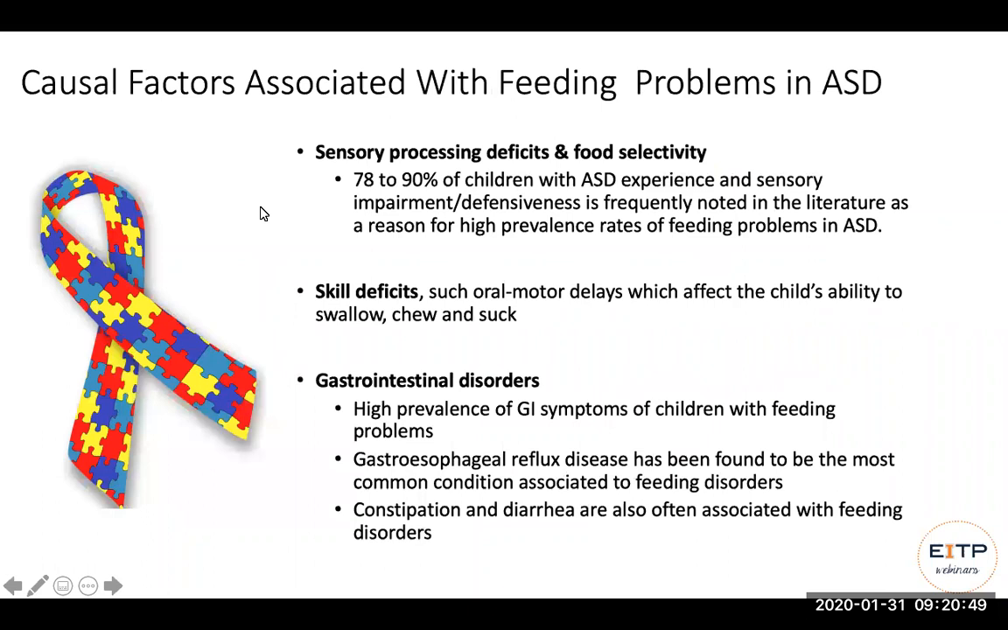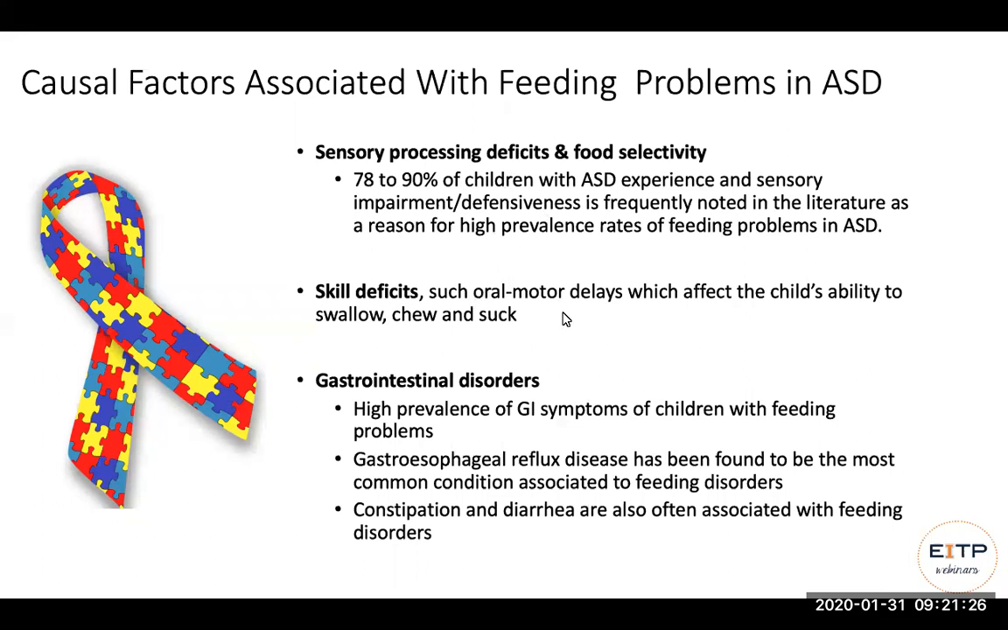So what causes kids with autism to have feeding problems? Sensory processing deficits and food selectivity is a big one. And everybody that works with kids with autism knows that 78% of children with autism have sensory impairment, and that has been corroborated in the literature. And that's a factor. So it's really important to address these sensory processing deficits in kids that have problems.